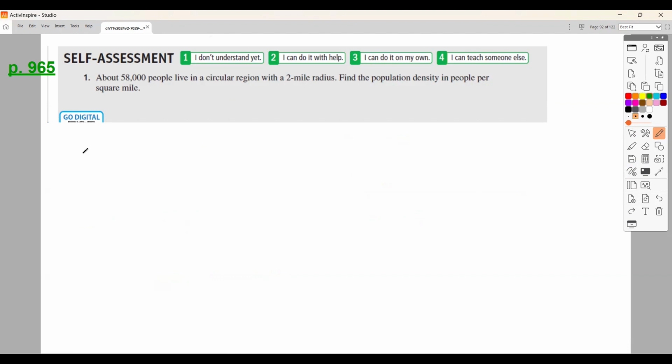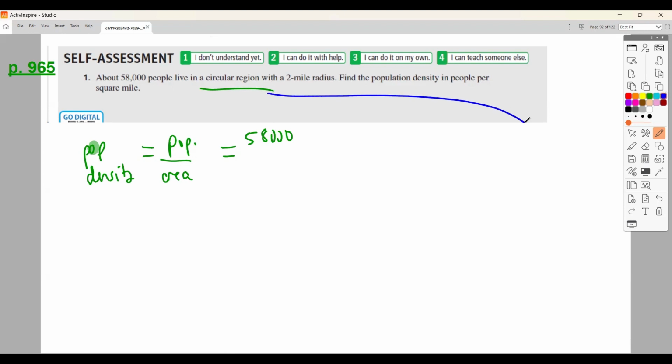Okay, again, so the population density is the people, or the population in a certain area. So we have the people here. The people are 58,000, so we're good there. The problem is that we don't know the area, but we are told it's a circle. So let's go over here, sidebar. Let's go ahead and calculate the area for the circle.